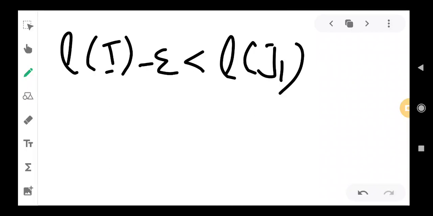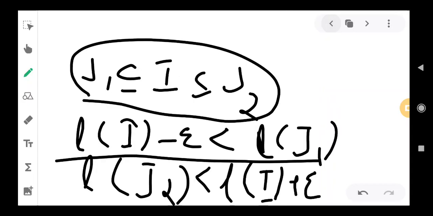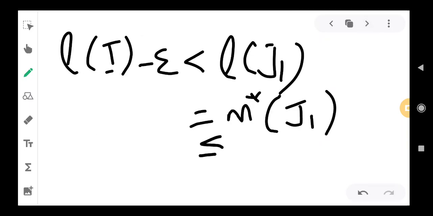For a closed interval we have shown that outer measure is its length. So we can write m star of J1 is equal to length of J1. And we have this J1 is a subset of I. What does that imply? M star of J1 is less than or equal to m star of I by monotonicity of outer measure.